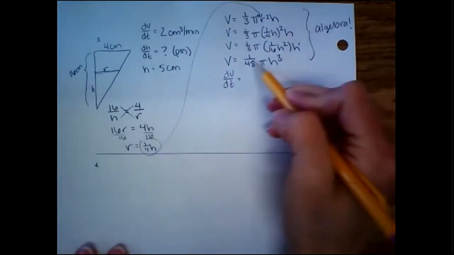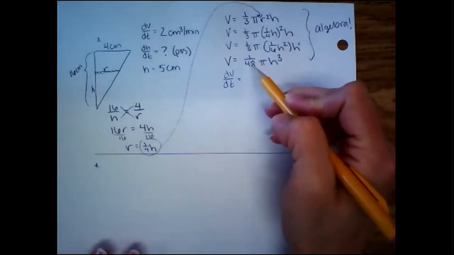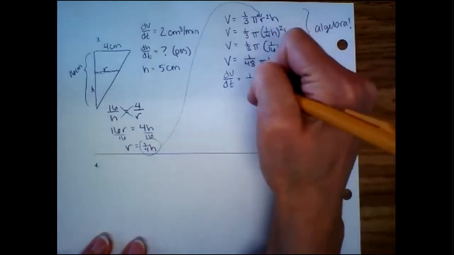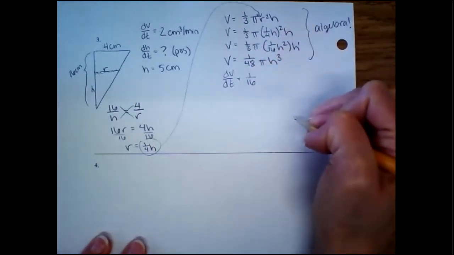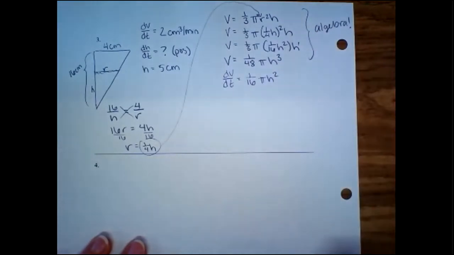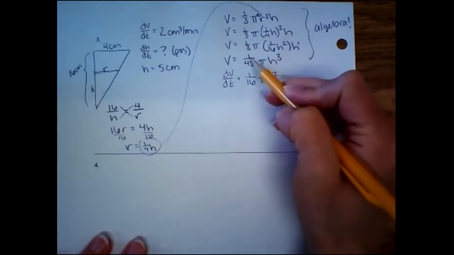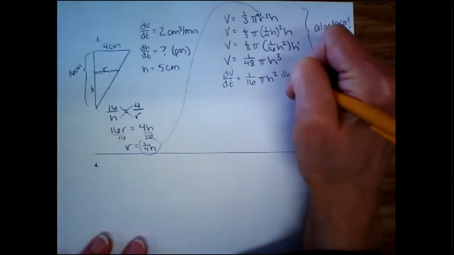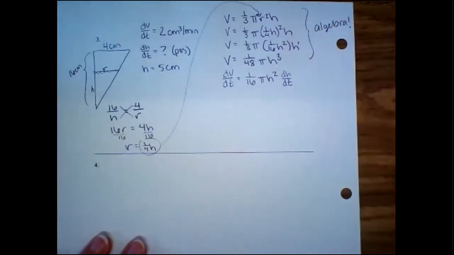So you're going to bring the 3 down. It would be 3/48. You can leave it as 3/48, but that would reduce to 1/16. So I'm just going to reduce it. Pi h squared. That was your power rule. The pi throws everybody off, but it was just a power rule. We brought the 3 down. I reduced the fraction. Pi h squared dh dt.